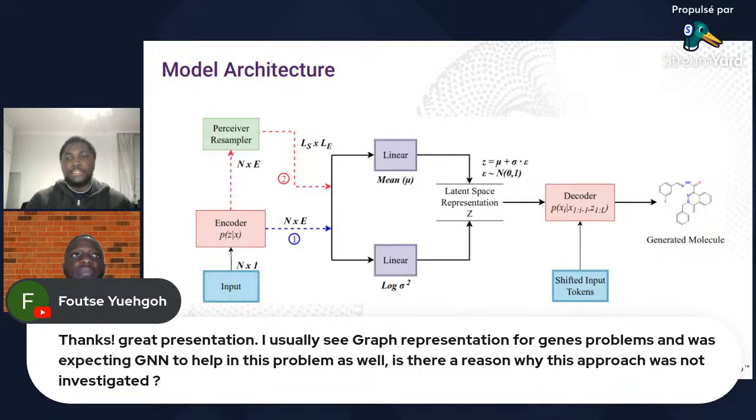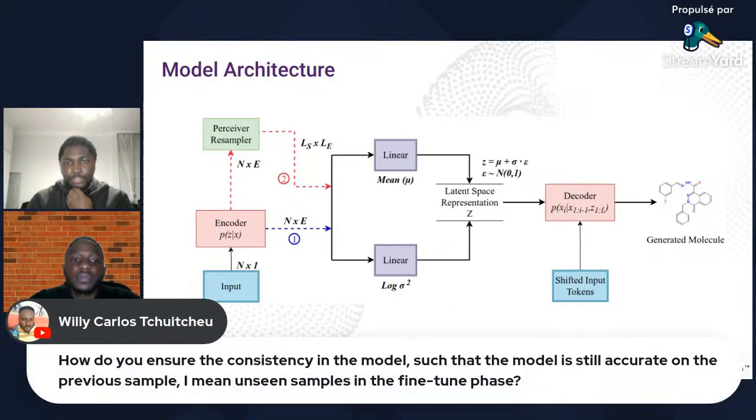Yeah, that makes sense. Nice. I hope that answers Futse's question. So moving on to the next question. Willie Carlos asks, how do you ensure consistency in the model, such that the model is still accurate on the previous samples, I mean on seen samples, in the fine-tune phase?